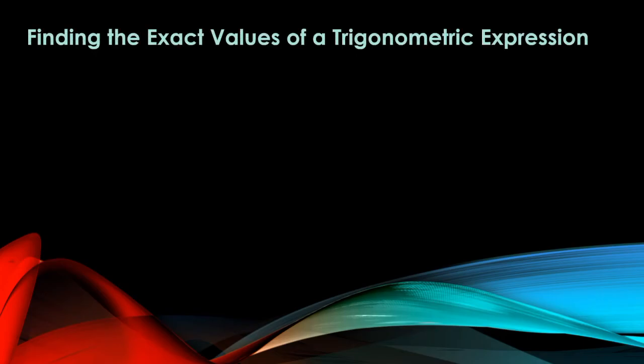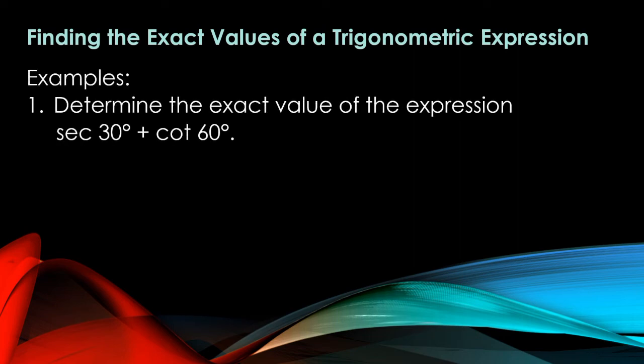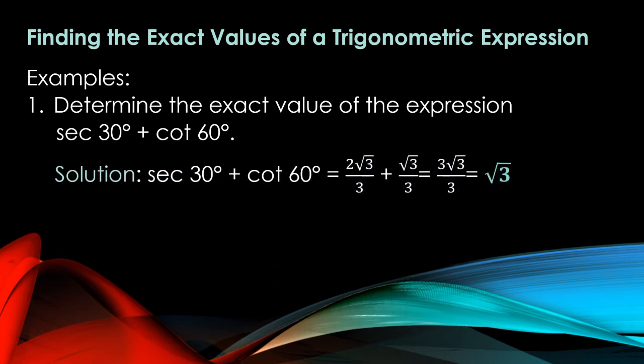Finding the exact values of a trigonometric expression. Examples. Number 1. Determine the exact value of the expression secant 30 degrees plus cotangent 60 degrees. So, how are we going to solve it? Here is the solution. By using the values from the table, the value of secant 30 degrees is 2 times the square root of 3 over 3. And the value of cotangent 60 degrees is the square root of 3 over 3. We will add these two values.